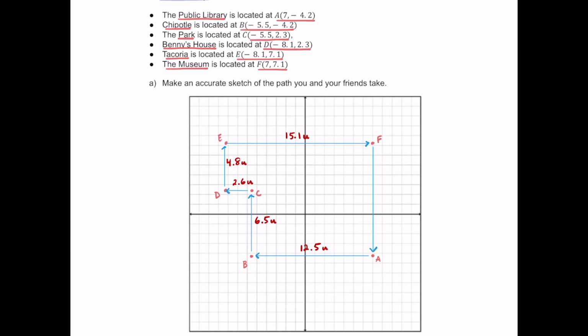Okay. Now to figure out this length of FA, that's vertical, and so we could just add the length of ED plus BC because they're both vertical as well. So 4.8 plus 6.5 is going to be 11.3 units. So that would be 11.3 for that vertical part here. Okay, so these would be all the measurements going across.